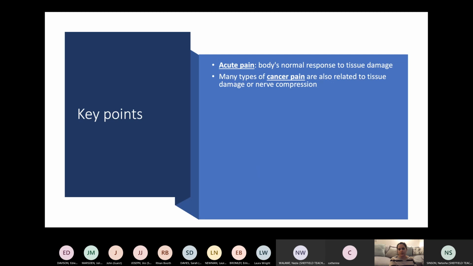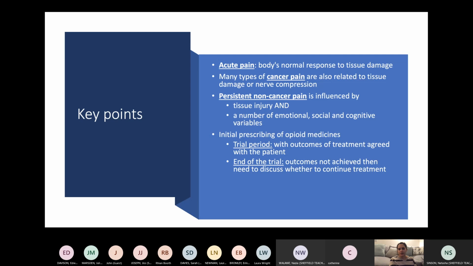Cancer pains can be from tissue damage or nerve compression, but with persistent non-cancer pain, you need to think about other factors that may be influencing the tissue injury that is there. They're talking about a trial period of opiates, and then making sure that that is reviewed and whether it needs to continue, and that side effects need to be balanced against the potential benefits. So it's all about talking to your patients as well, if they're able to join in that conversation.